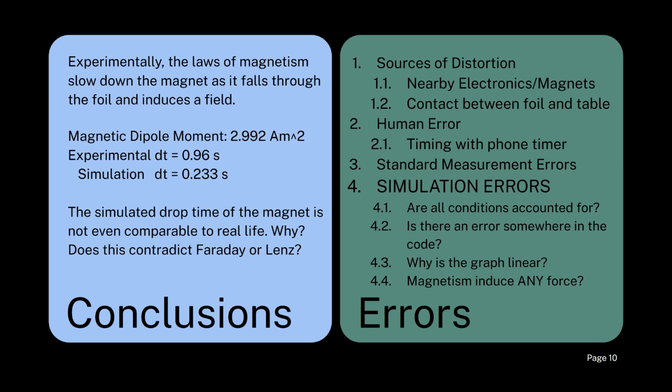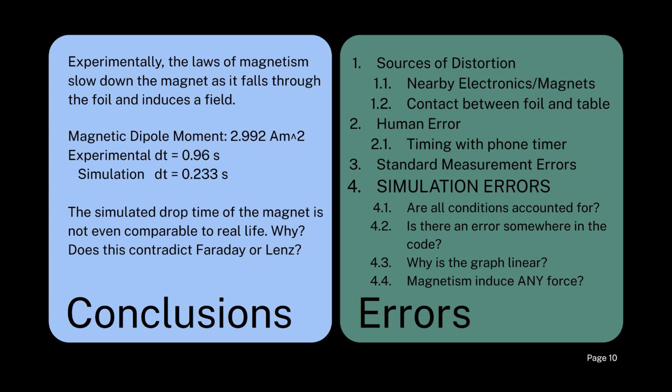Why? And does it contradict Faraday or Lenz? In my opinion, no. In real life, we saw that Faraday's and Lenz's laws really did come to fruition. If those laws had not been in effect, the magnet would have fallen in under 0.2 seconds, which it clearly didn't in real life. So some sources of distortion were nearby electronics and magnets, contact between the foil and the table, all of which could have changed the current in the foil and therefore the magnetic force in real life. Also, there could be some human error with timing and the frame-by-frame analysis and standard measurement errors.